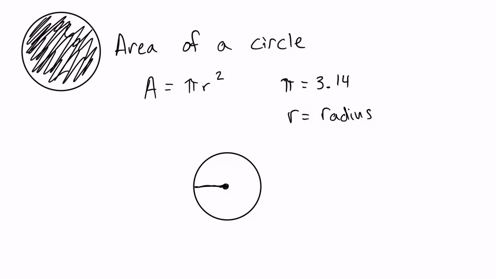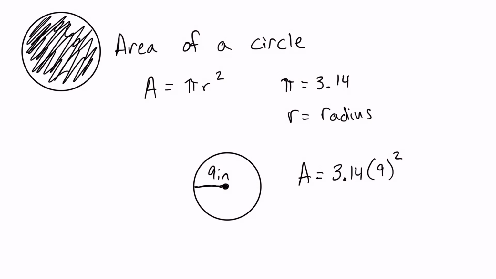In this case, we will say we have a radius of 9 inches. So, given a radius of 9 inches, what is the area of this circle? So let's plug into our equation. A equals pi, which is 3.14, times my r value, my radius of 9 inches, squared.